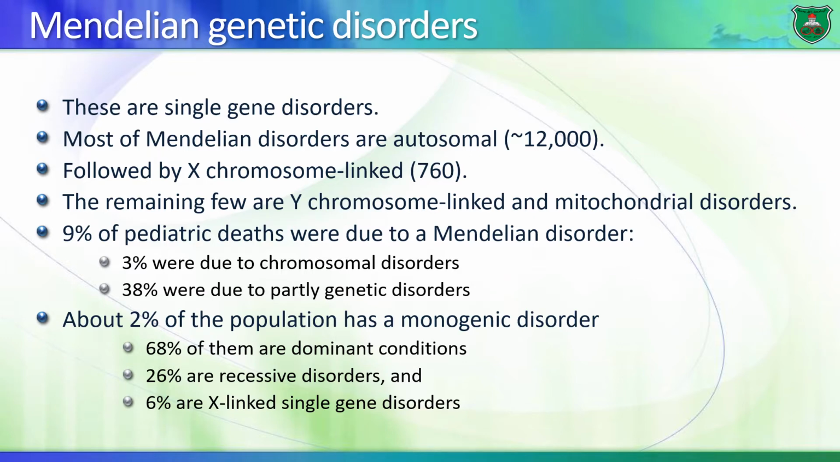These monogenic disorders are important because 9% of pediatric deaths are due to Mendelian disorders, 3% are related to chromosomal disorders, and 38% are due to genetic disorders. About 2% of any population has a monogenic disorder. Most of them are dominant, fewer are recessive disorders, and even fewer are X-linked disorders.